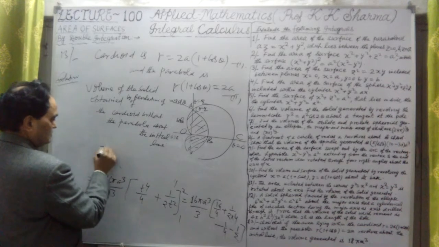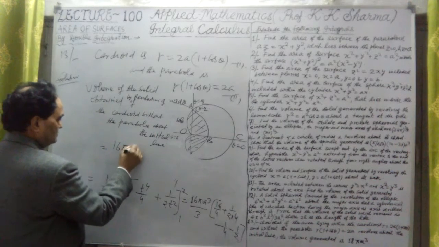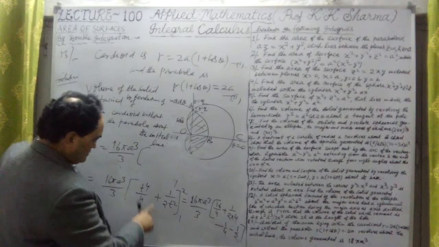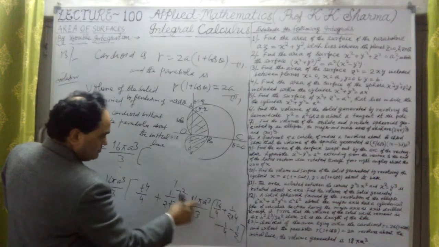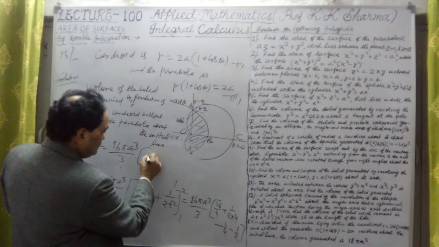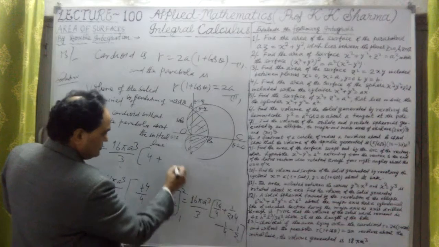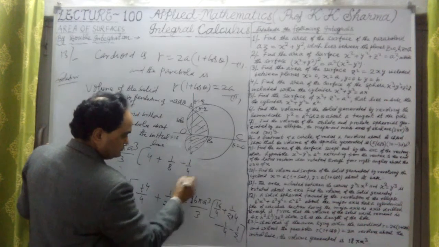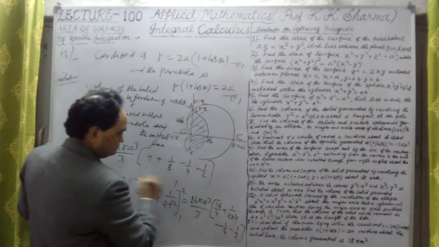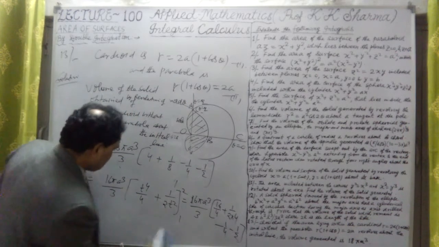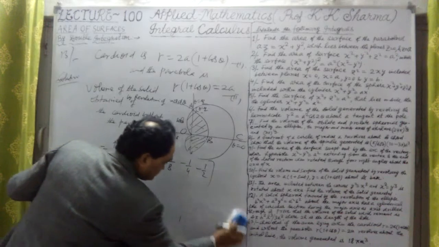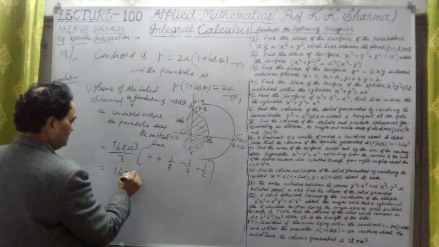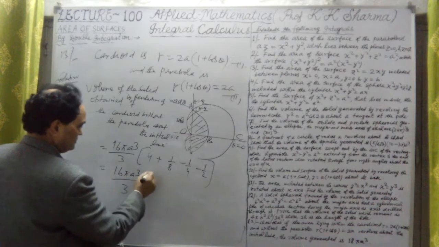Let me write it down. 16 pi a cubed upon 3 within bracket. Now this value 16 upon 4 is 4, plus 1/8, minus 1/4, minus 1/2 only. Okay, so now let me further solve it. Within the bracket, what do we get? This is 16 pi into a cubed upon 3 in bracket.